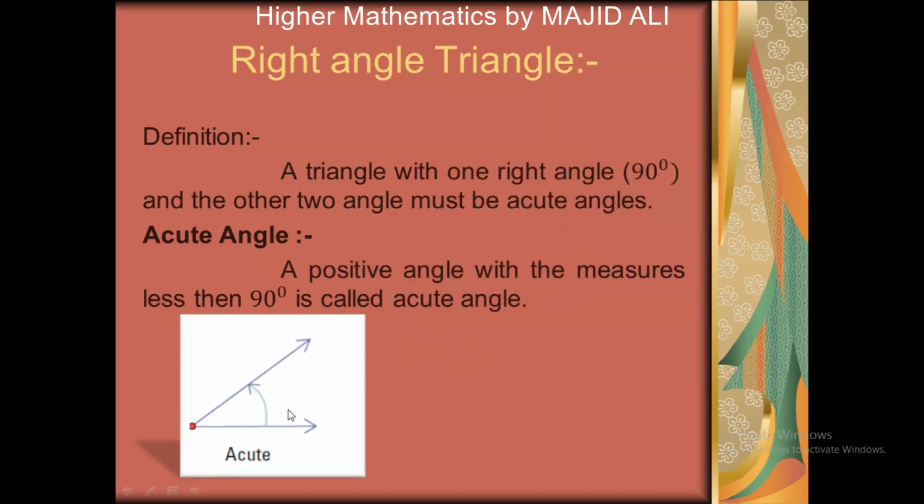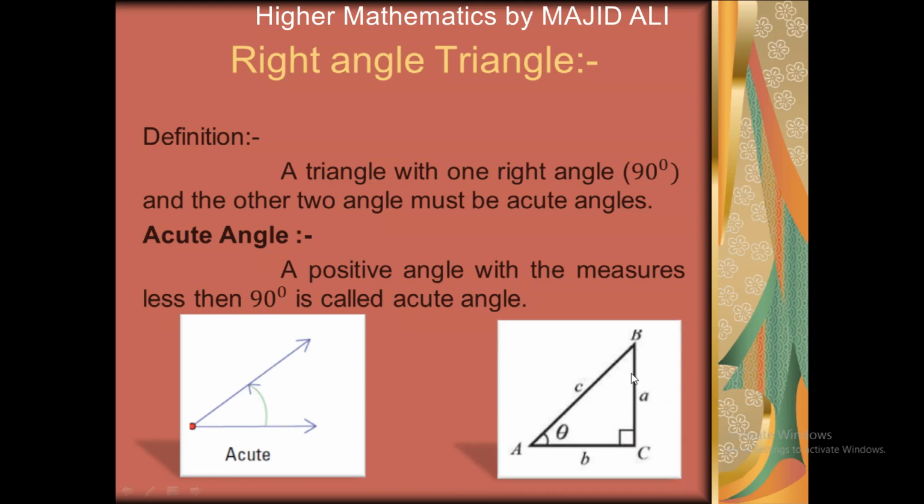This is the definition diagram of the acute angle. As we know, this is the initial side, this is the terminal side, and this point is the vertex. If the terminal side subtends an angle less than 90 degrees, then we call it an acute angle. And here is the diagram of the right angle triangle, where side A and side B form a right angle. This sign is used for the right angle.